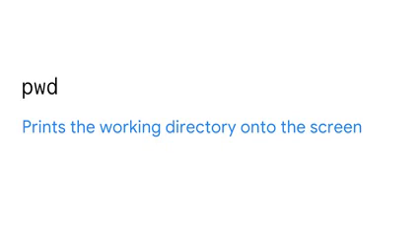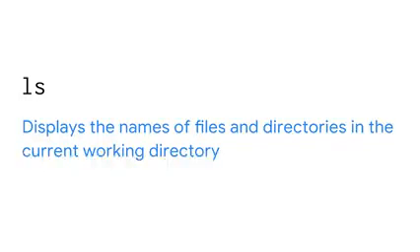With that background, we're now ready to learn the commands commonly used for navigating the file system. First, pwd prints the working directory onto the screen. When you use this command, the output tells you which directory you're currently in. Next, ls displays the names of files and directories in the current working directory. And finally, cd navigates between directories. This is the command you'll use when you want to change directories.